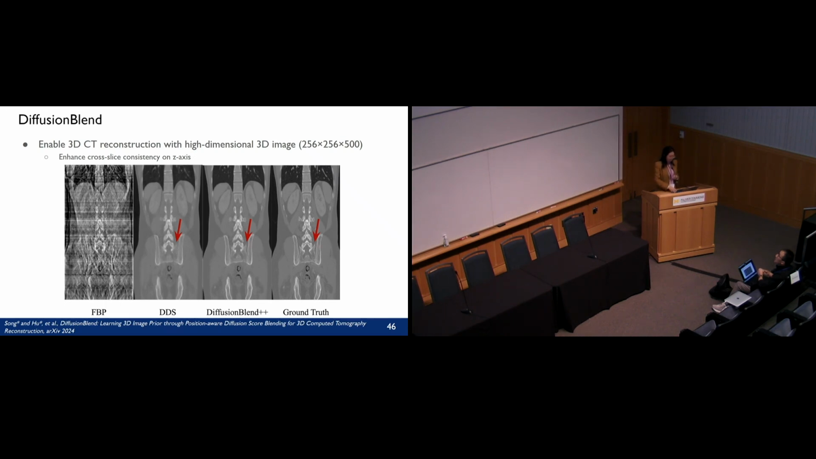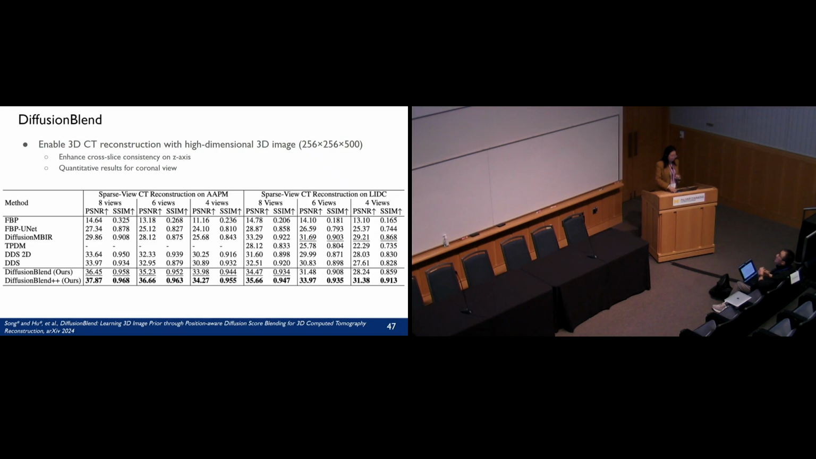We also conducted comparisons and experiments for ultra-sparse view CT reconstruction and limited angle CT reconstruction, as shown in our paper. Especially, we have observed a pretty large improvement in the consistency of the whole 3D volume reconstructions, especially the consistency across the z-axis. So feel free to look into our paper to see a lot of quantitative results there.